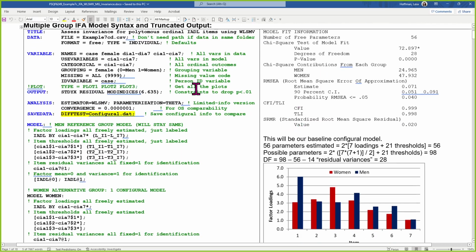What that is also going to mean is that any parameter that is constrained equal across the groups is going to look closer to what the women's version would be because the women outweigh the men.